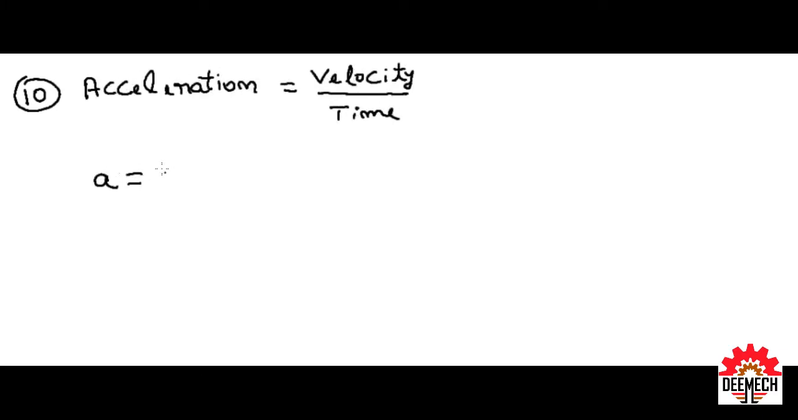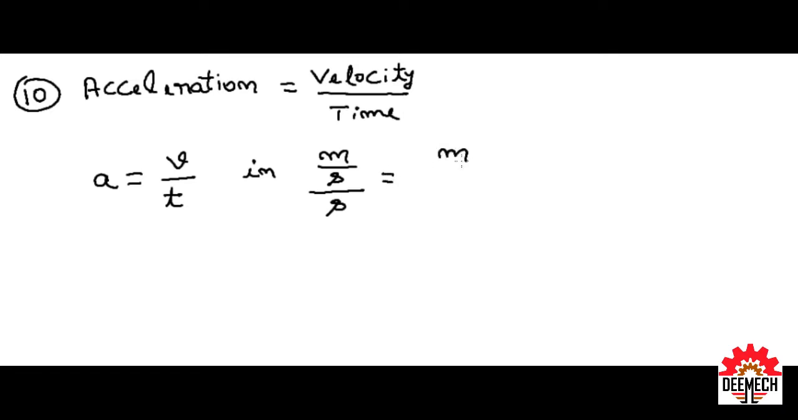Number 10 is acceleration, that is equal to velocity by time. Acceleration is denoted by small letter a, velocity by small letter v and time by small t. Here the velocity is measured in meter per second and time is measured in second. So it can be written as meter per second divided by second. Here meter per second is the unit for velocity and second is the unit for time.